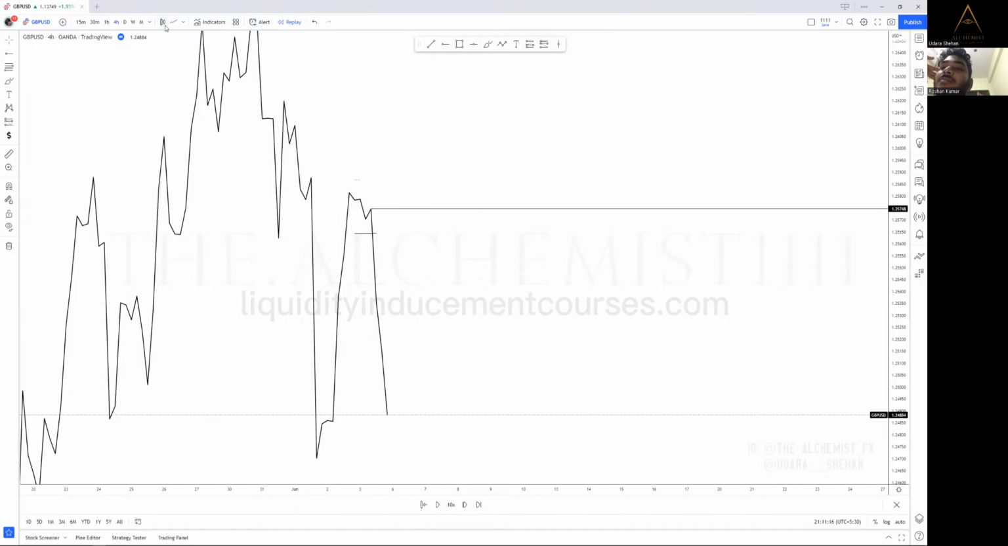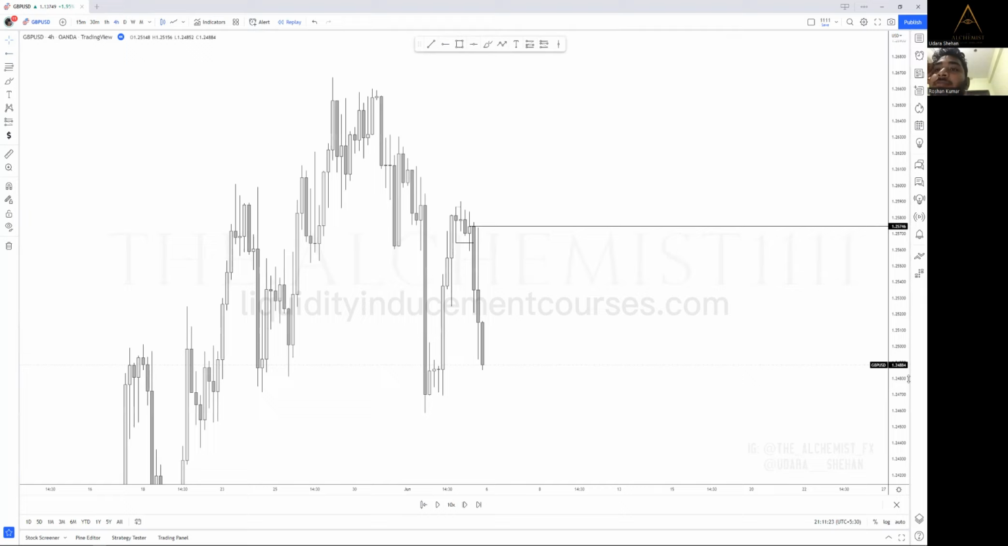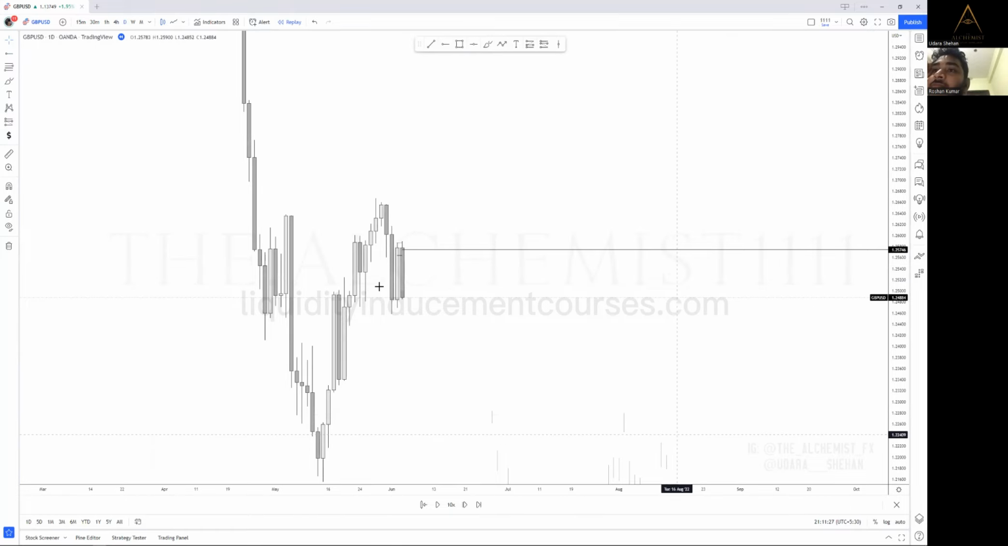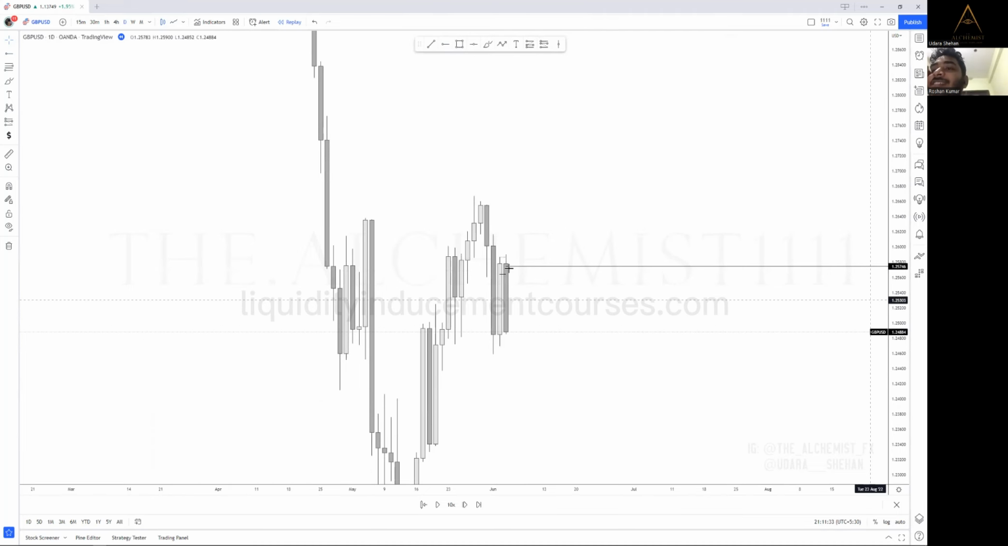Why are we marking this one out? Because these ones are already mitigated. This is the fresh one. But then again, if I go to the daily time frame, where's your daily point of interest? See that? So which one are you going to use? The 4 hour or the daily? Obviously the daily, right? Why? Strong ones. Okay, you're going to use the strong ones.